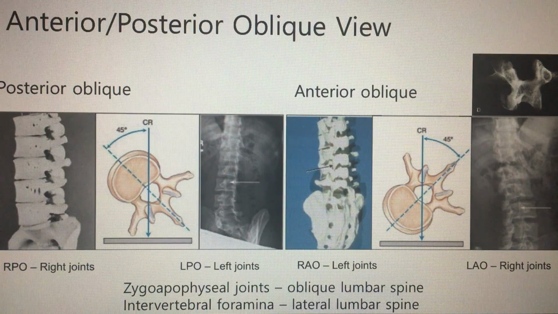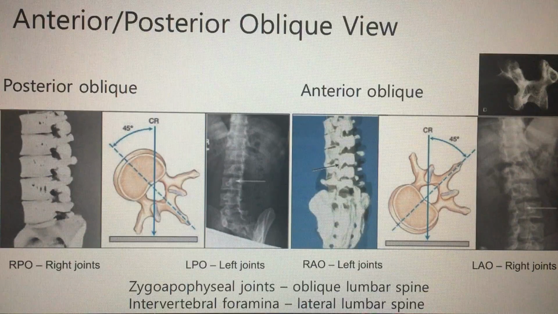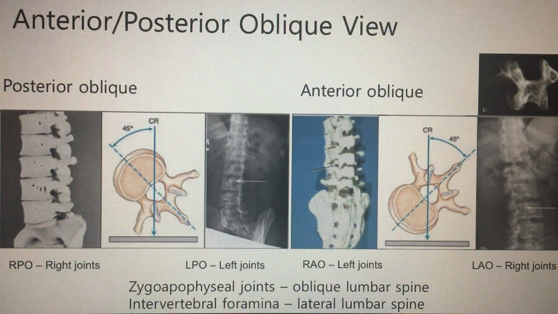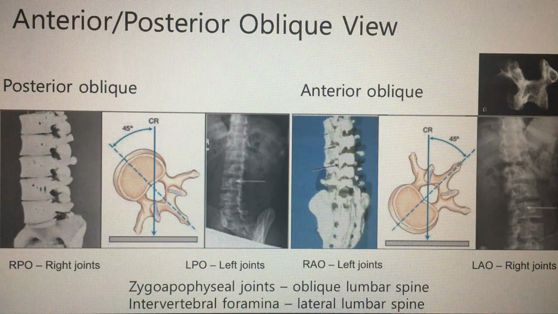This cartoon and picture describe the oblique view well. RPO positioning is good for the right side zygapophyseal joint. Posterior oblique position is the same side. LAO positioning is good for the left side zygapophyseal joint. Anterior oblique position is the opposite side.